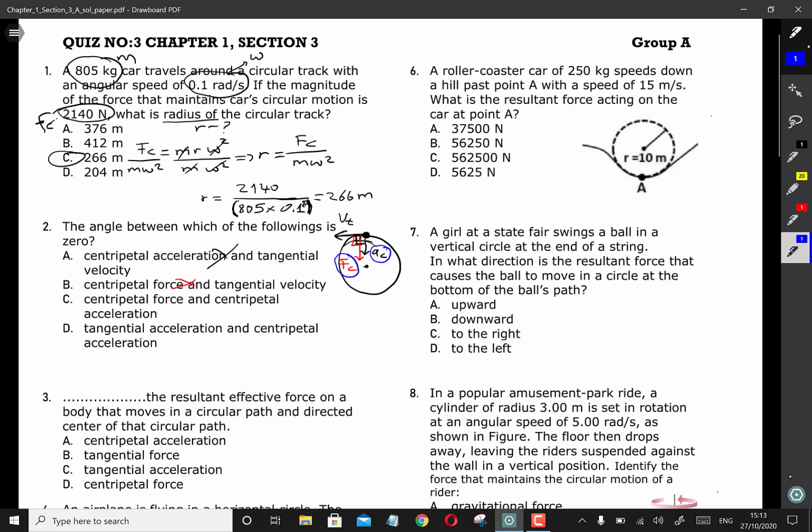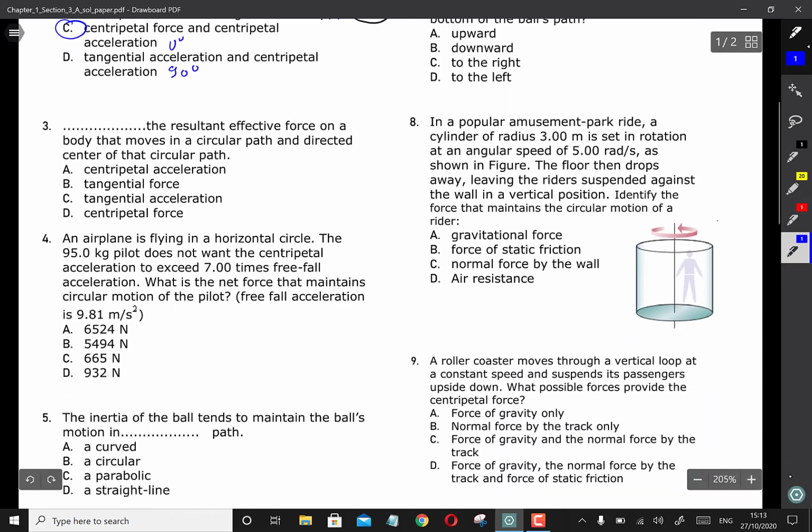Centripetal force and centripetal acceleration. This is the correct answer. Tangential acceleration, centripetal acceleration. Centripetal acceleration is towards the center. Tangential acceleration is tangent to the circle. This is 90 degrees. So the angle between them is 90 degrees. So this is 0 degree. This is 90 degree. This is also 90 degree. Choice is C.